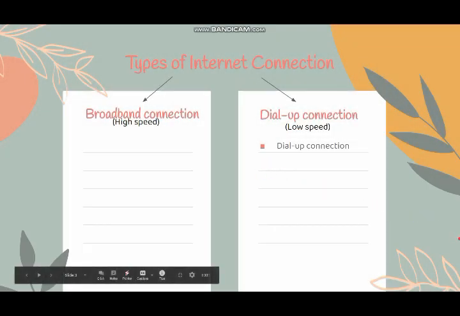So, now let's ask Ali. Ali, can you please explain to us what broadband connection is?